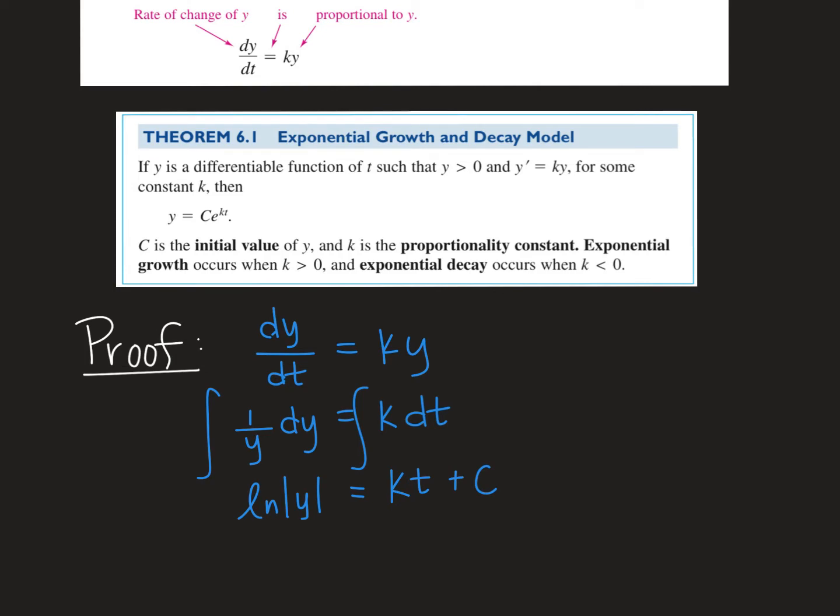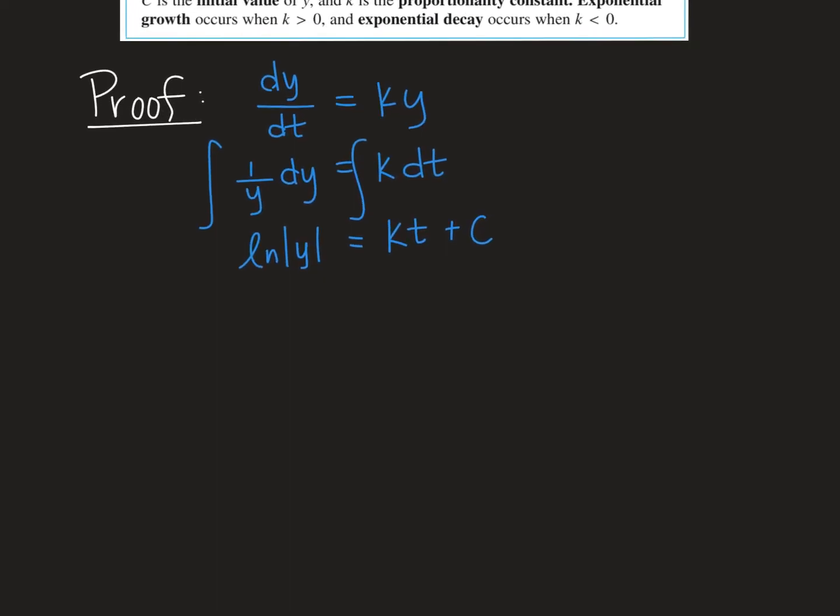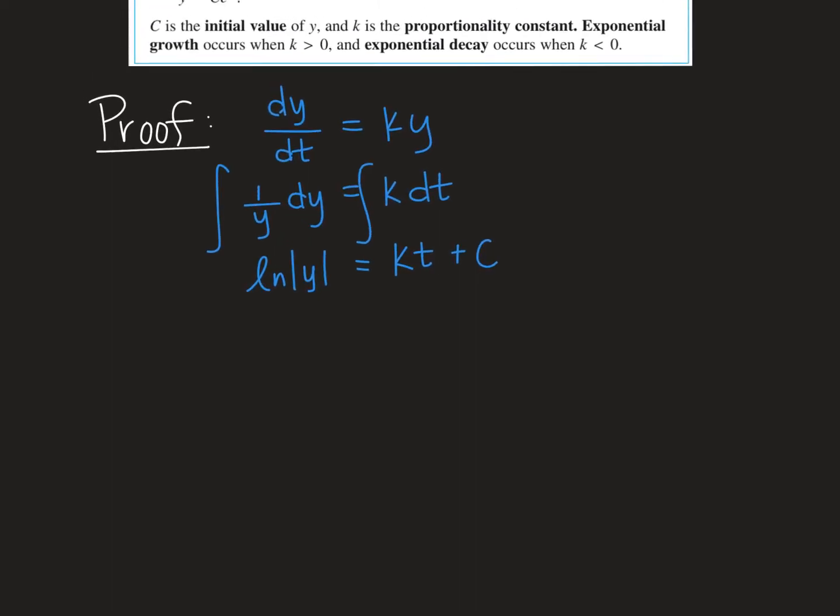Now from here, we're going to use the fact that this is a logarithmic form, and we want to get it into exponential form. Since it's natural log, we know that the base is e. So we'll have e raised to this exponent right here equals y. So e to the kt plus c equals y. Since e to the whatever always produces a positive output, I don't need these absolute value symbols here.